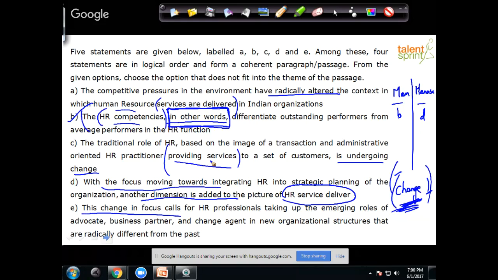Are you following? Look at the meaning that D is conveying, Pragyam. With the focus moving towards integrating HR into strategic planning of the organization, another dimension is added to the picture of HR service delivery, which means something is going to be added, integrated, moving towards. That is your clue phrase. If you're moving towards something, you're talking about some transition, right? From one thing to another. Isn't that a change? Yes, Pratibha.